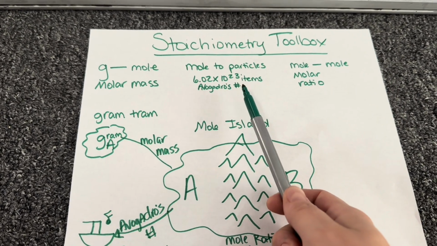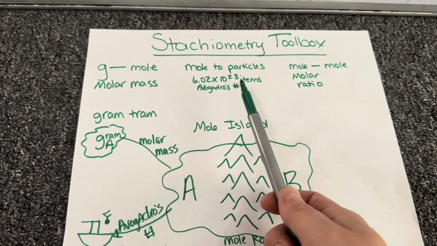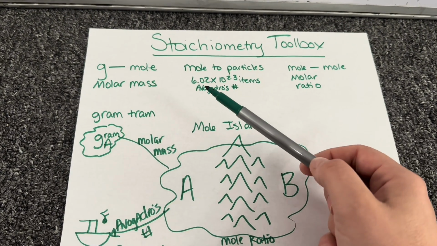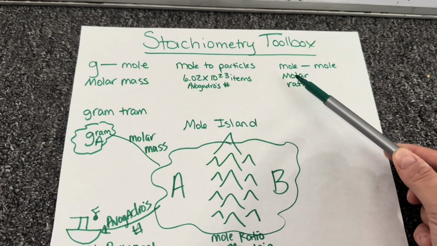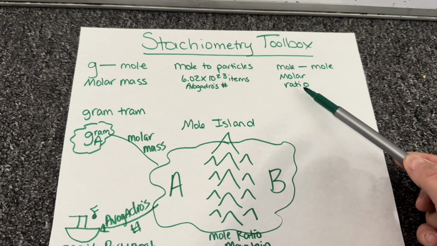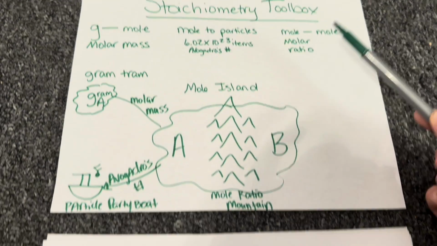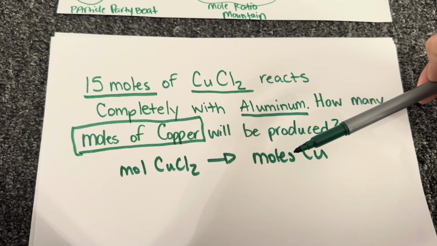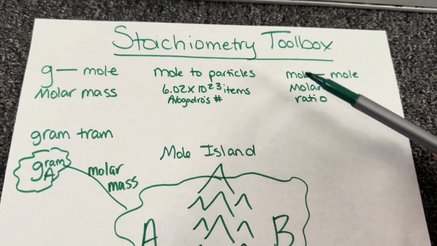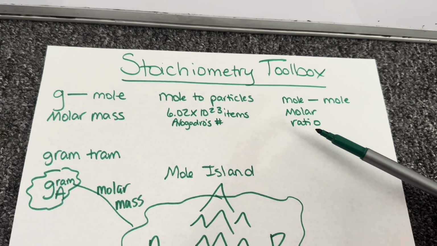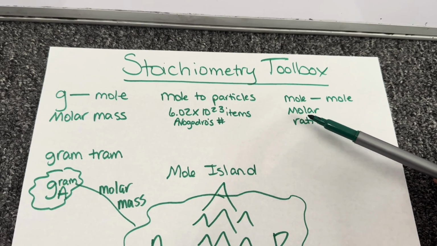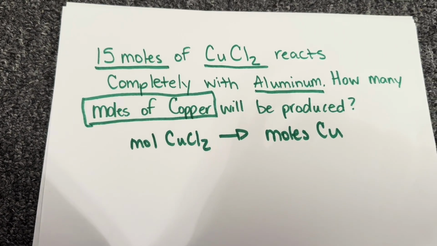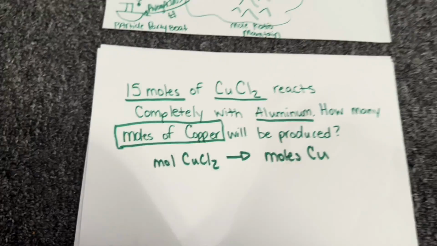I'm not asked anything about the number of copper atoms or the number of whatever is reacting, so I'm not going to use this one. Let's look at this one. It connects moles to moles, and we're told we have to use our molar ratio. So in my problem, I've got moles, and I'm converting into moles. Bingo, this is the one we're going to use. So we've got to figure out how to use this molar ratio to convert from moles of copper chloride to moles of copper. Let's set it up.